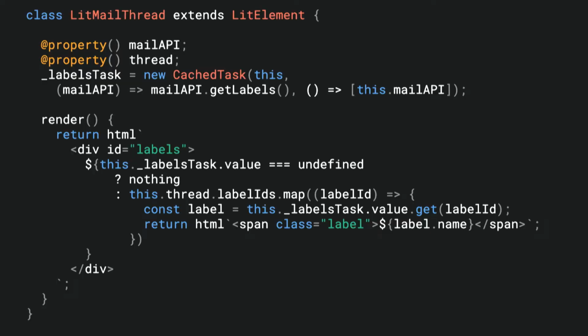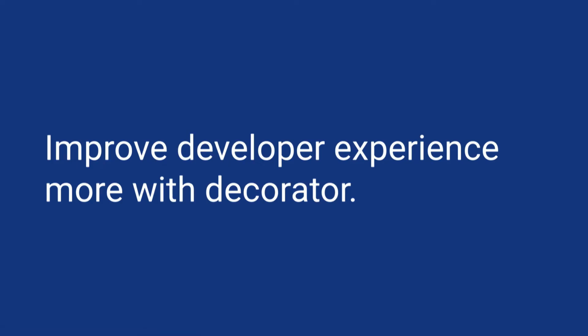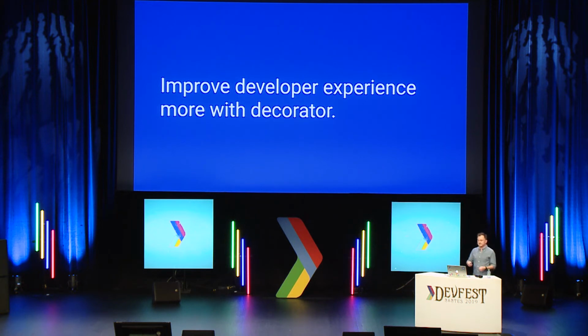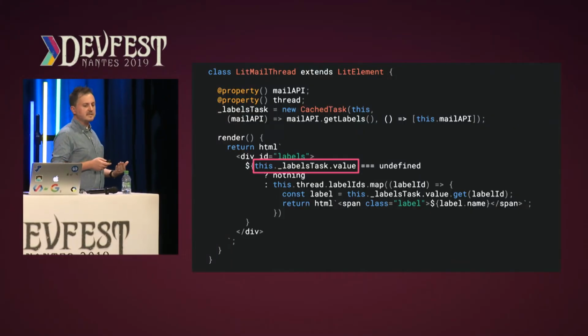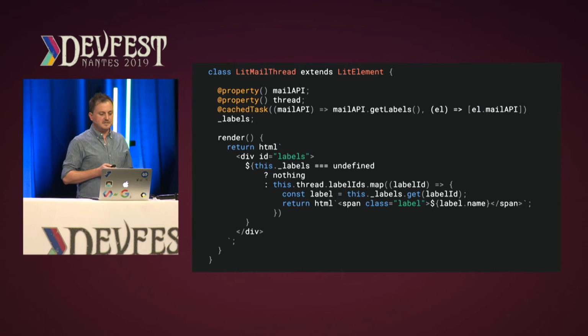So this is a little bit better, but it's still a little bit cumbersome. We have to access this value from this task object. So let's try to improve the developer experience a little bit more with a decorator. So what we're going to do here is we're going to try to avoid having to directly reference the task like this. That's just a little bit cumbersome.